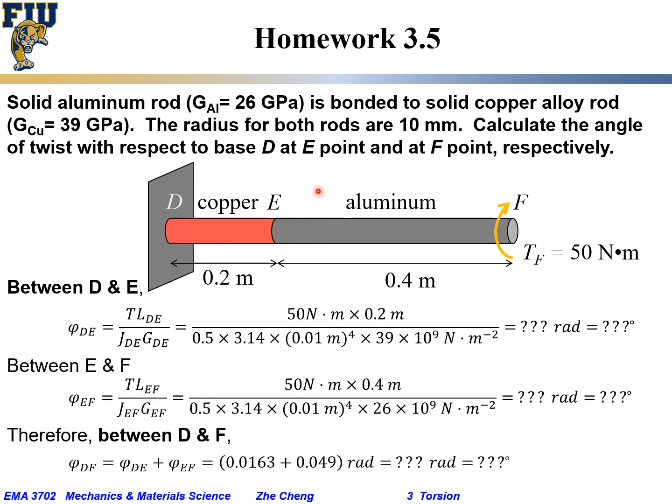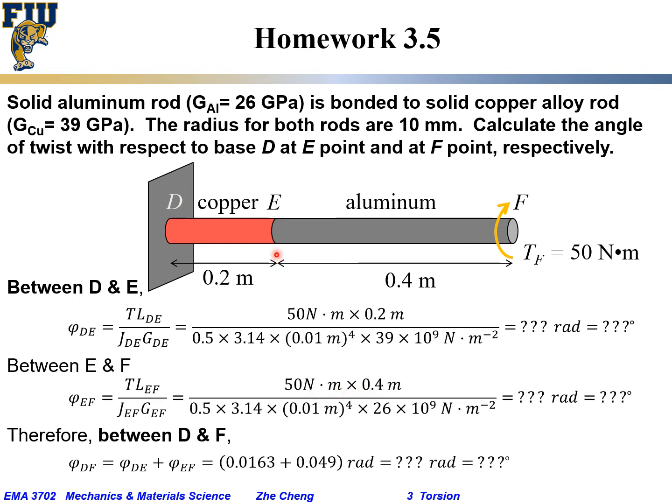Then for the second part, between D and F, we already know between D and E. We now need the angle of twist between E and F. Between E and F, the same equation applies, phi equals TL over JG, where L, J, and G are all for the EF part. T, as you can imagine, is the same. If you make the cut, it's a consistent 15 Newton meter.